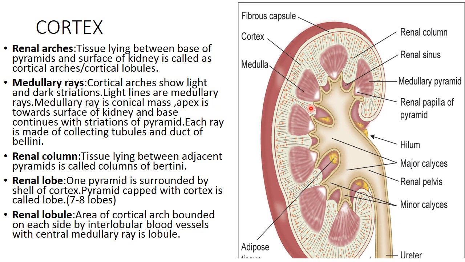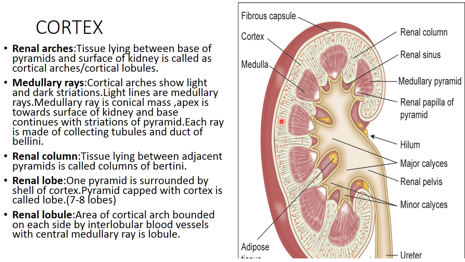Then the next term is renal column. So these are the renal columns. The tissue which lies between the adjacent pyramids is known as renal column, and it is also known as column of Bertini. Then comes the renal lobe. So one pyramid which is capped with the cortex. This is the renal cortex which caps the renal pyramid. So this area is known as renal lobe.